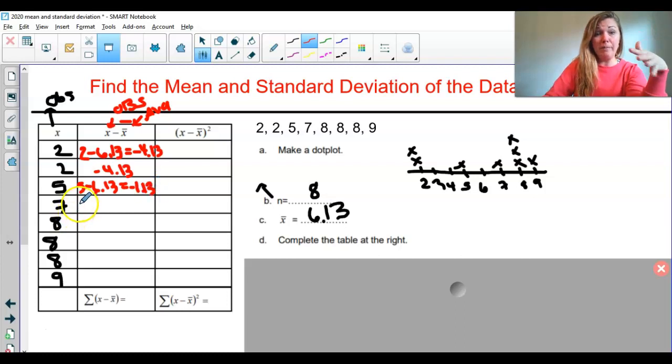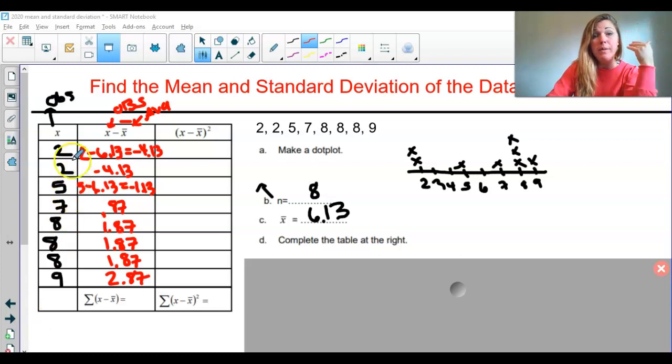And I'm going to do it again. I'm going to keep going down the column here. 7 minus 6.13, 8 minus 6.13. Well, that's nice because I filled out here again and again. And then 9 minus 6.13. I'm going to pause the video. You do the same and let's fill this column out. Okay, so now that we have this column filled out, check yours, see if it matches mine.